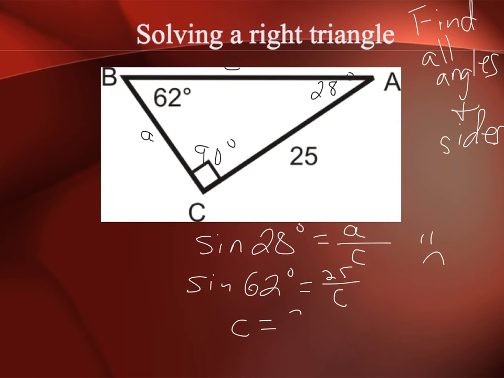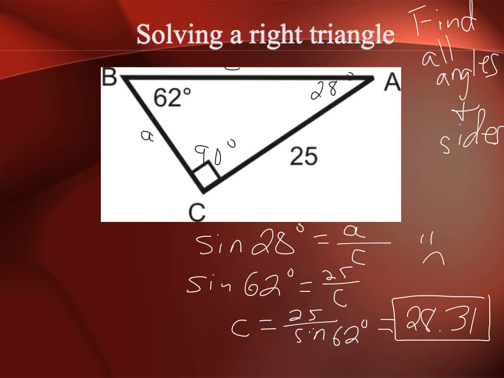So C equals 25 divided by the sine of 62 degrees. And that is 28.31 when you round. So the measure of the hypotenuse is 28.31. That makes sense because it should be larger than 25. By the way, if my math right here confused you, all I did was really put this over a 1 and like cross multiply. Again, folks, this is pre-cal. If you need help on Algebra 1, stay after.